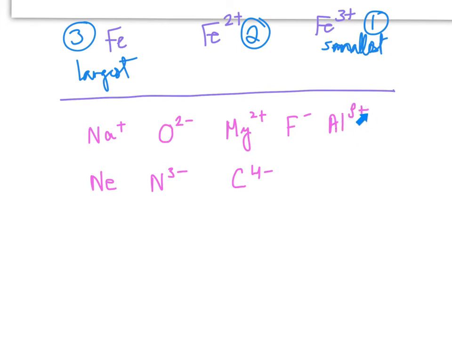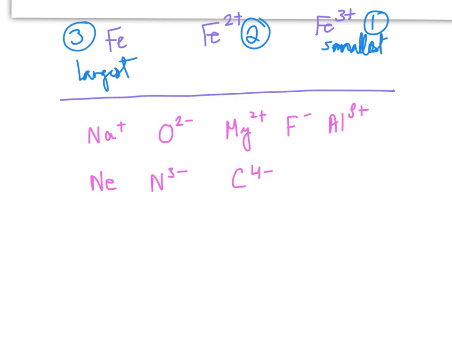Aluminum has 13, but plus 3 means it lost 3, so 10 electrons. And neutral nitrogen would be 7, but negative 3 means it gained 3, so 10 electrons. And finally, carbon has 6, but 4 minus means it gained 4, and so 10 electrons. So all of these have the same number of electrons. They all have 10 electrons. So I can compare between them because they all have 10 electrons.